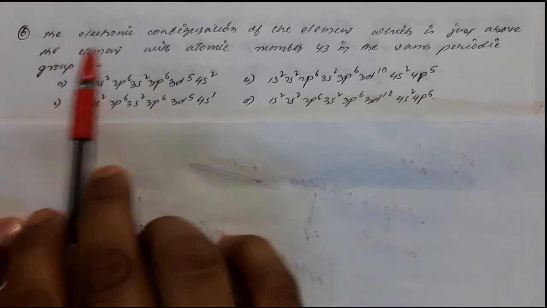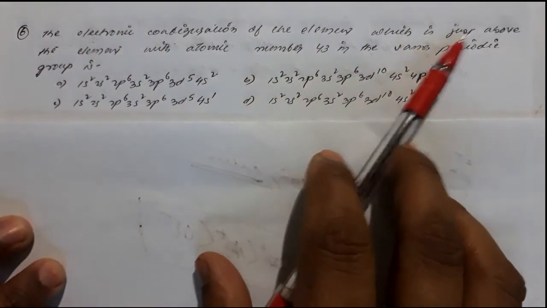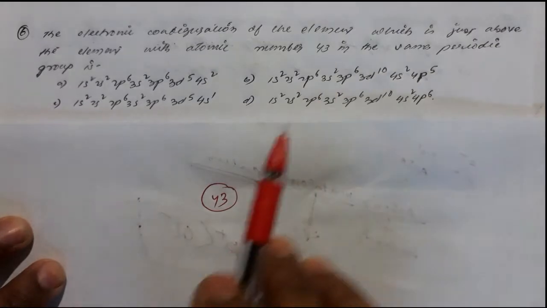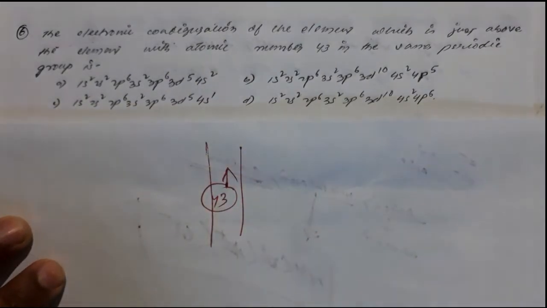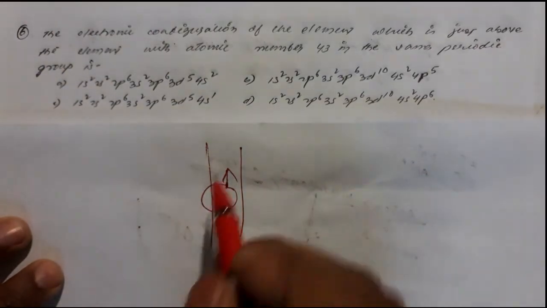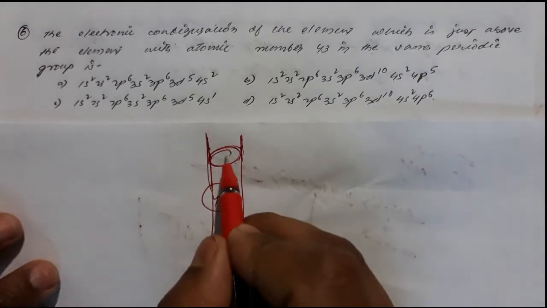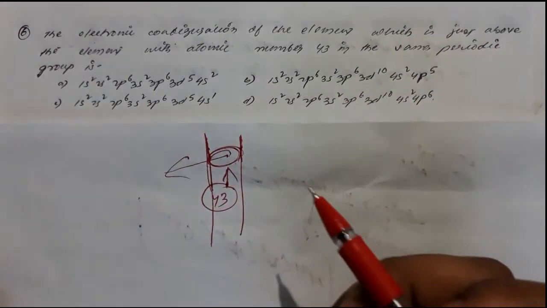Here I am going to tell you the super trick. It is written: the electronic configuration of the element which is just above the element with atomic number 43. Interestingly, 43. In the same periodic group, it belongs to the same group here. So what is the atomic number, and what is the electronic configuration among these?